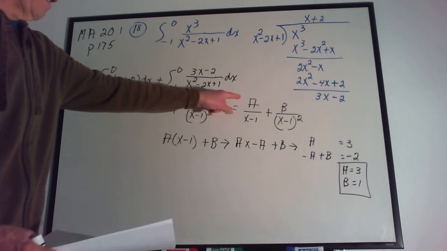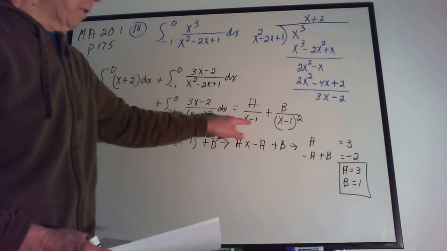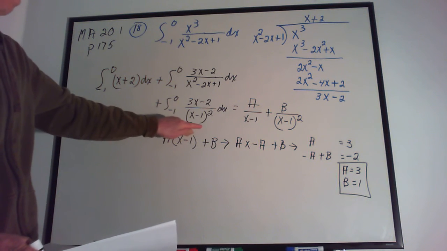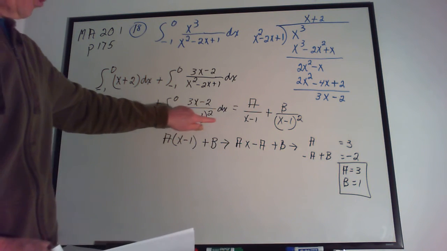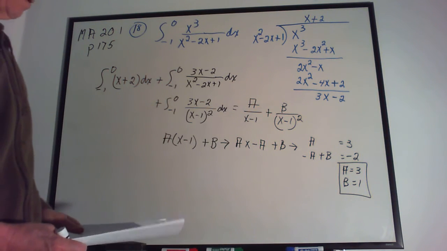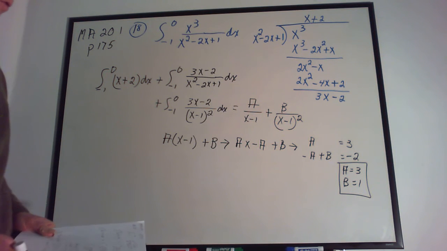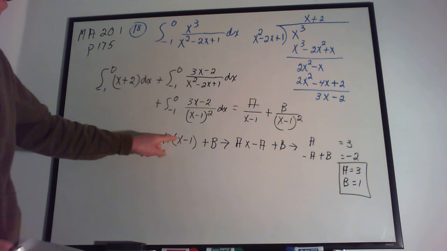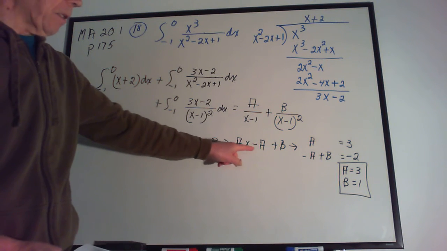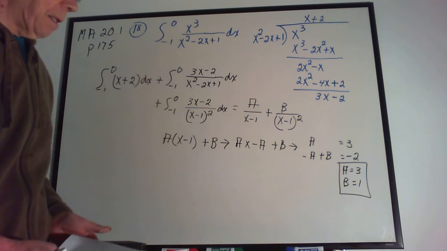All right, you're going to get A over x minus 1 plus B over (x minus 1) squared. When you have this configuration, you have to use this format. So I multiplied through by (x minus 1) squared, which gives me A times (x minus 1) plus B, which gives me Ax minus A plus B.